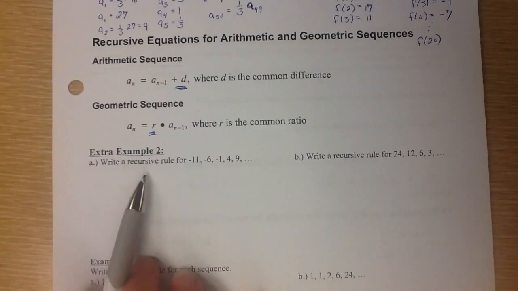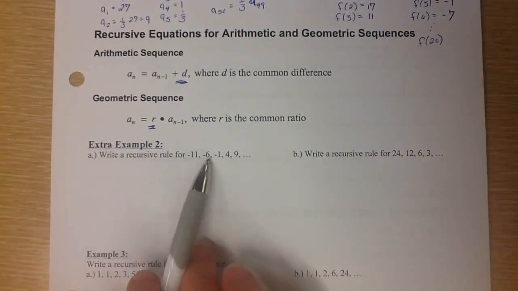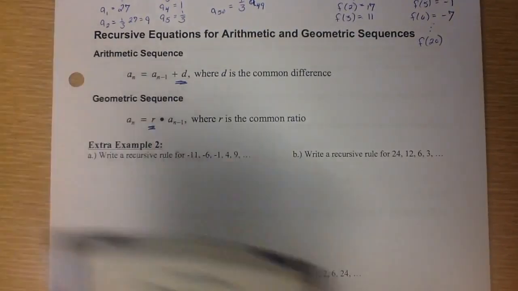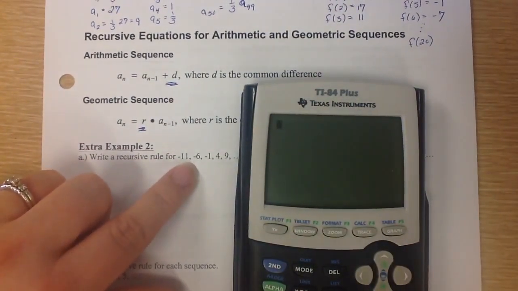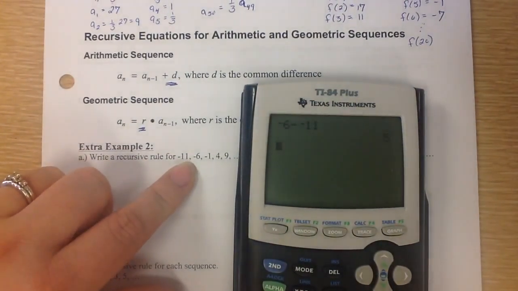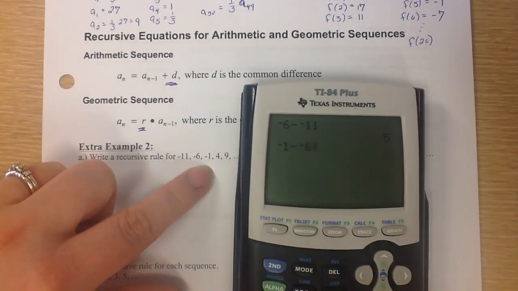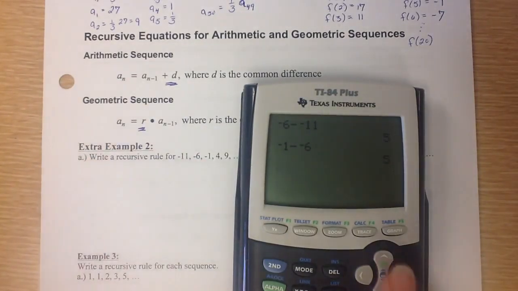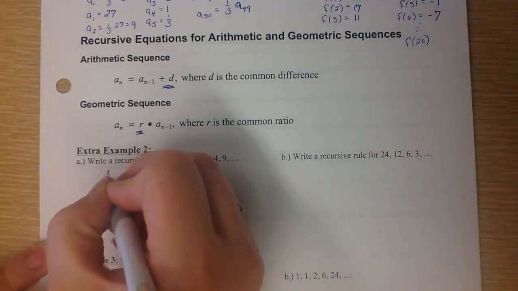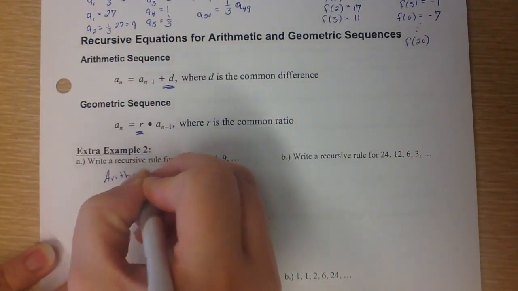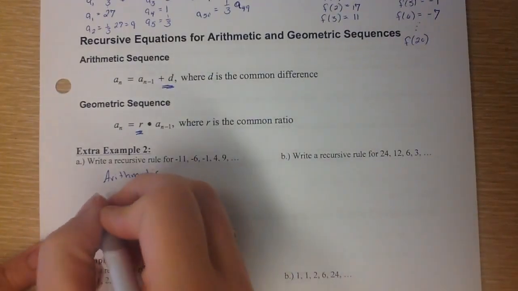So if we want to write a recursive rule here for negative 11, negative 6, negative 1, 4, 9, we need to look, does it have a common difference or a common ratio? So let's go ahead, let's add and subtract some of these things. Let's take negative 6, subtract negative 11. We get 5. Negative 1 minus negative 6, we get 5, so it looks like we go up by 5 each time, so I have a common difference. So that tells me this is arithmetic. It's got a common difference.